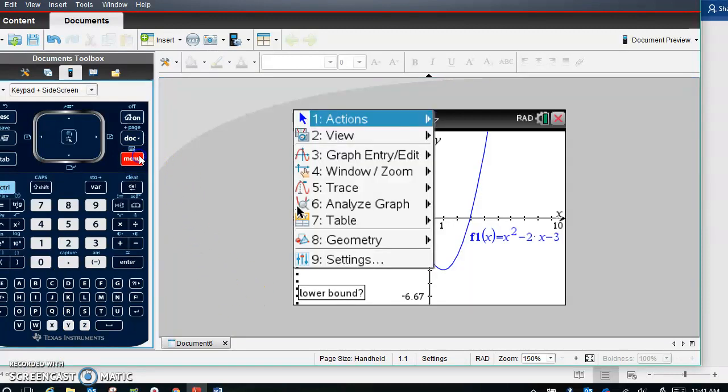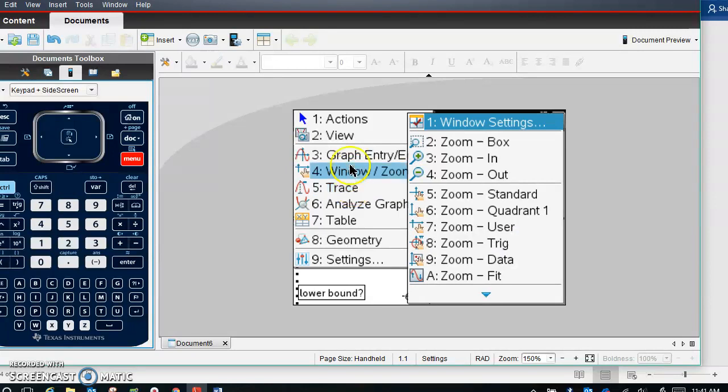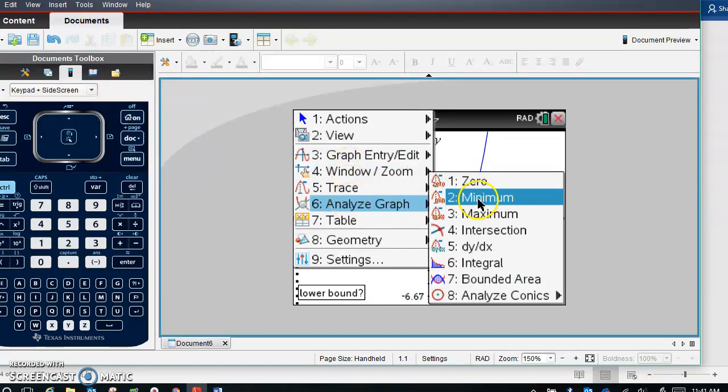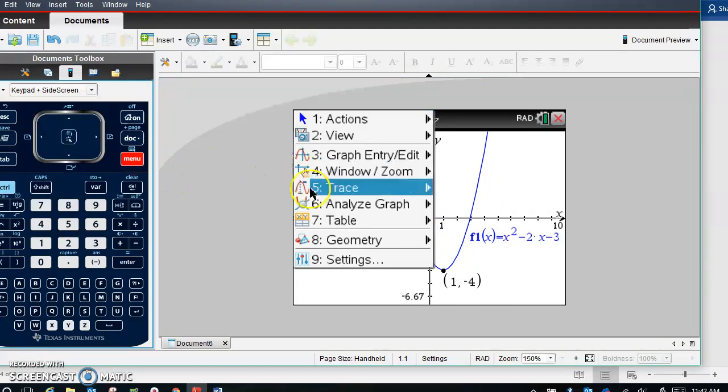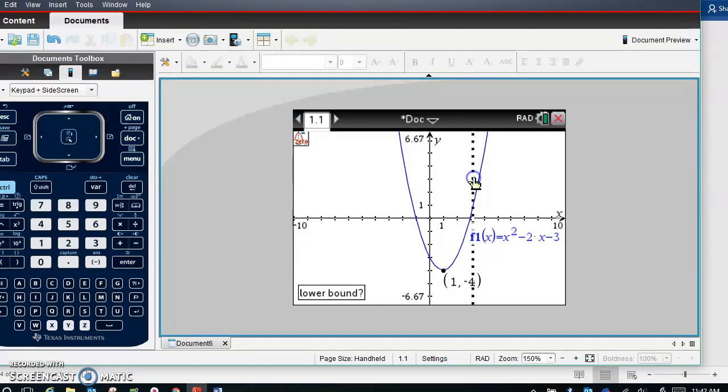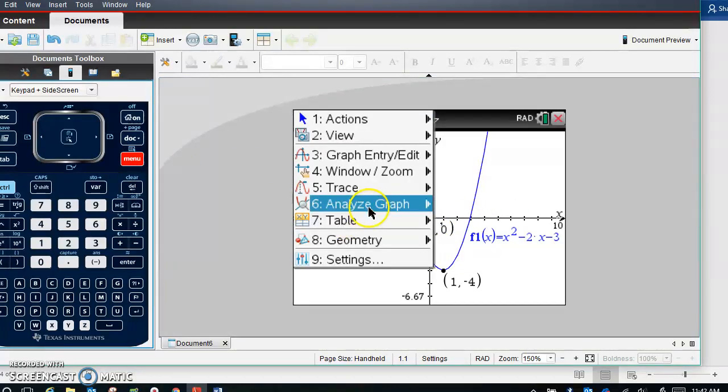Okay, sorry about that. So we're going to go to menu, analyze graph, and we have a minimum, the lowest point. We're going to find that minimum, so that's our bounds, and we have (1, -4). And then we're going to find our x-intercepts. And if you can't tell what those are, you can find them by going through the zeros, going over to the left and the right of each zero. That's (-1, 0).